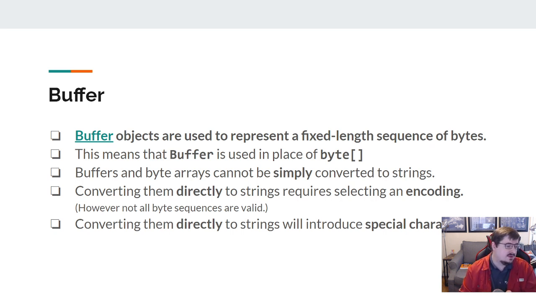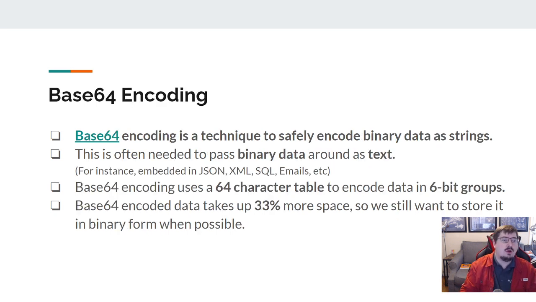So that's basically the idea. We want to take these buffers, and sometimes we need to represent them as strings. But representing them as strings is not a direct fix. So what we often do is we use a trick called base64 encoding. Base64 encoding is a technique to safely encode any binary data as strings.